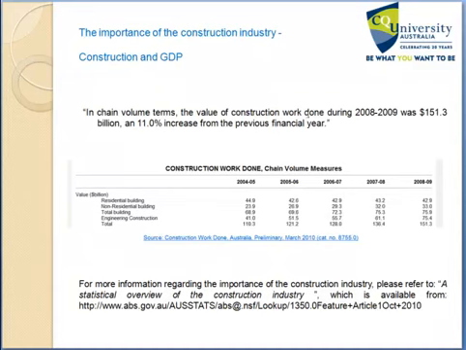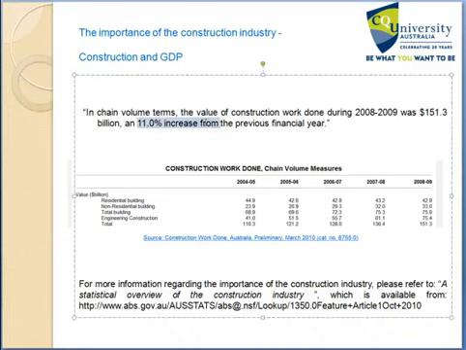The value of construction work done during 2008-2009 was 151 billion. It's an 11% increase from the previous financial year. As you can see from the table here, from 2004 to 2008, there is a steady increase in the construction work done.